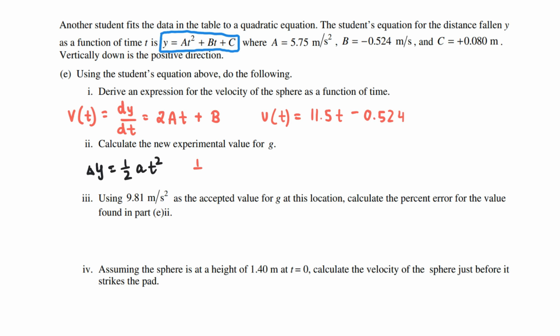So in this particular equation, capital letter A, that constant, represents 1/2 the acceleration. And so 1/2 the acceleration that we're looking for here, the experimental value for G, should be equal to the constant capital letter A, which is equal to 5.75. And so in order to calculate G, we would just multiply A by 2. And we happen to need to do that in part E1 anyway, and it comes out to be 11.5. So the experimental value of G, the acceleration calculated using this student's equation, would be 11.5 meters per second squared.